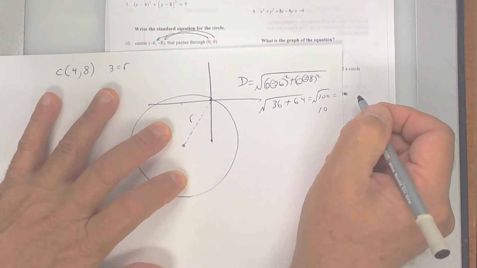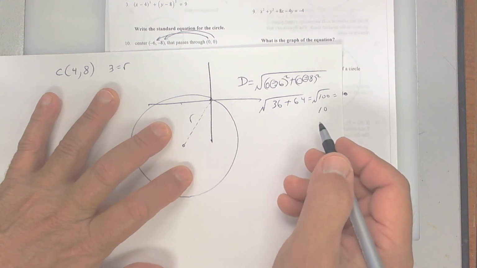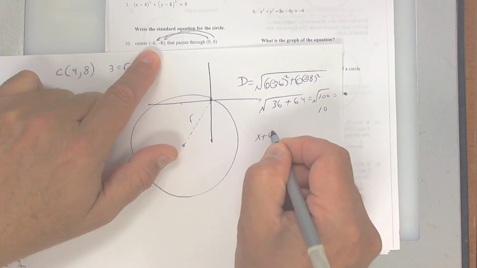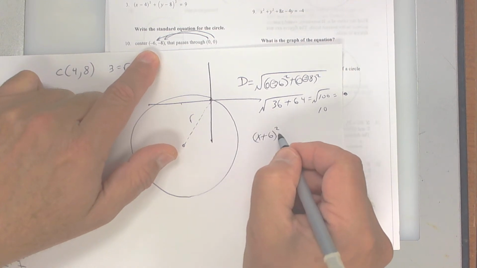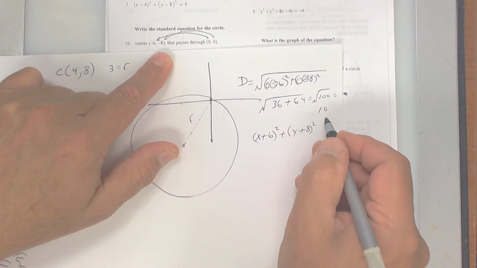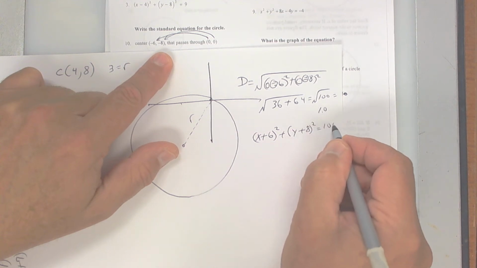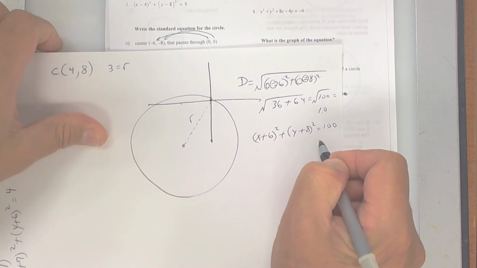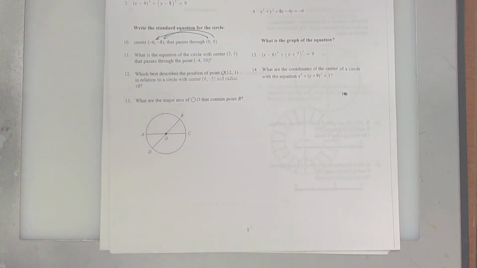Okay? So to write it in standard form, the center is here, so it's going to be (x plus 6) squared, because you got to do the opposite. You got to do the opposite, (y plus 8) squared, and then the radius squared equals 100. And there it is, and that's your answer for number 10. Okay, I'm just going straight down the line here.